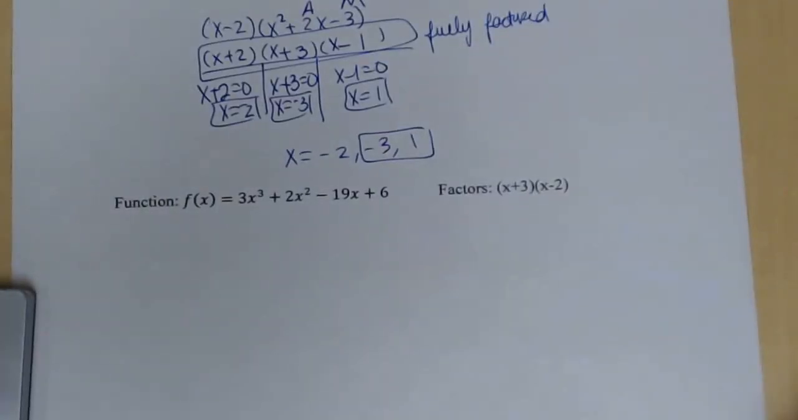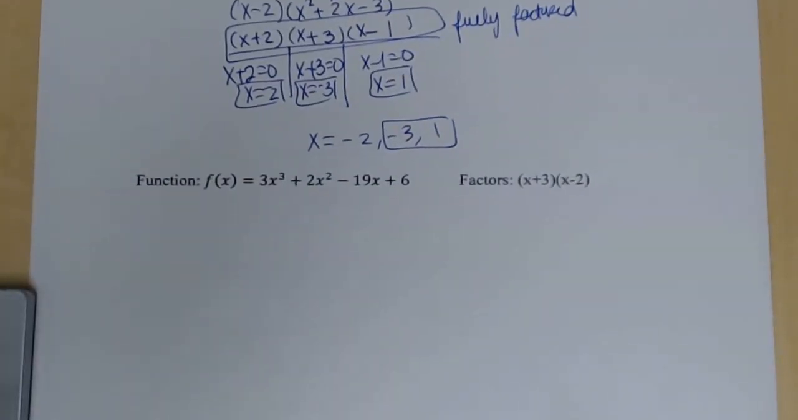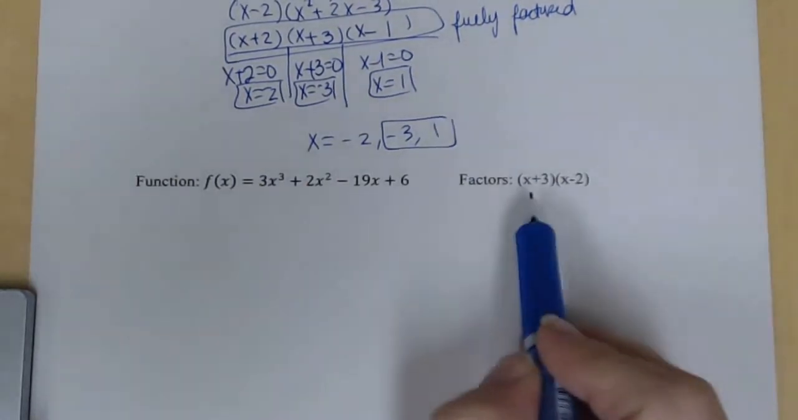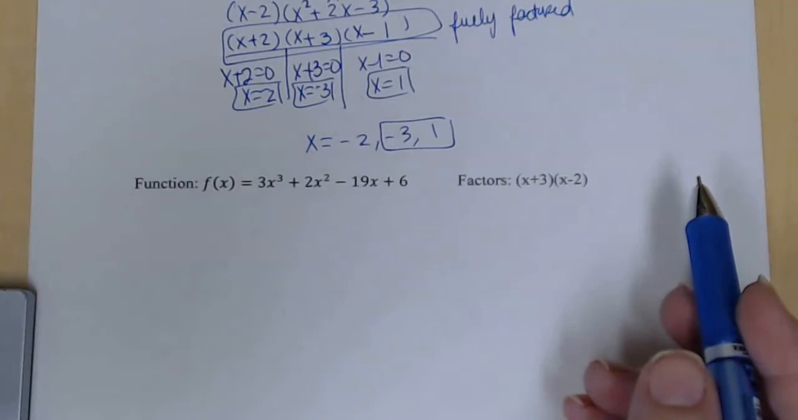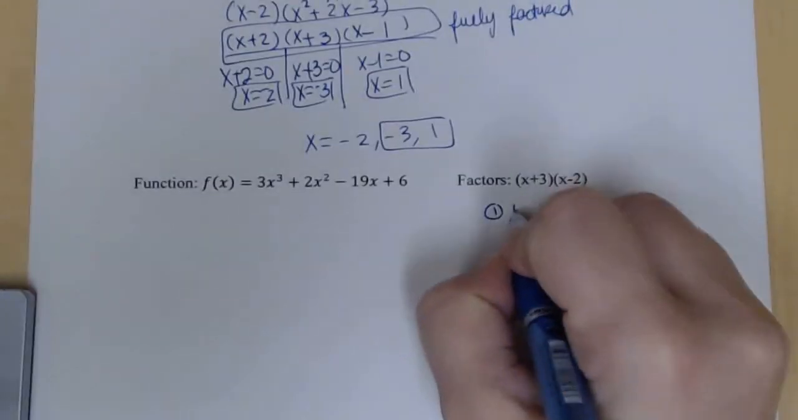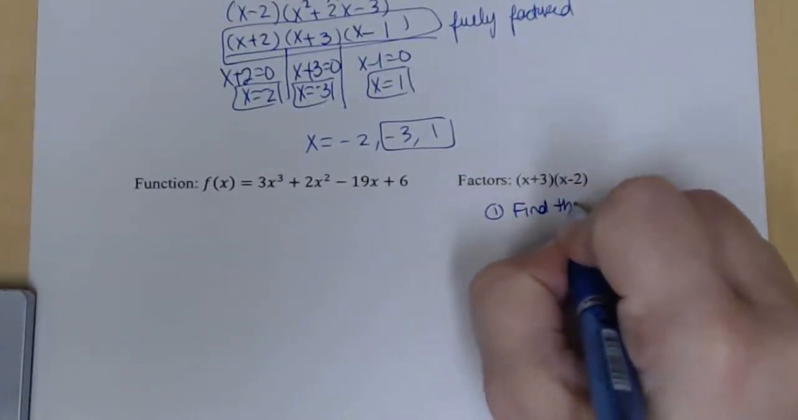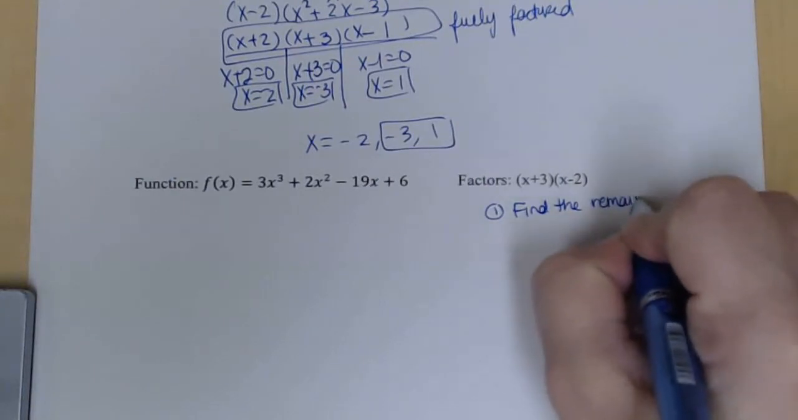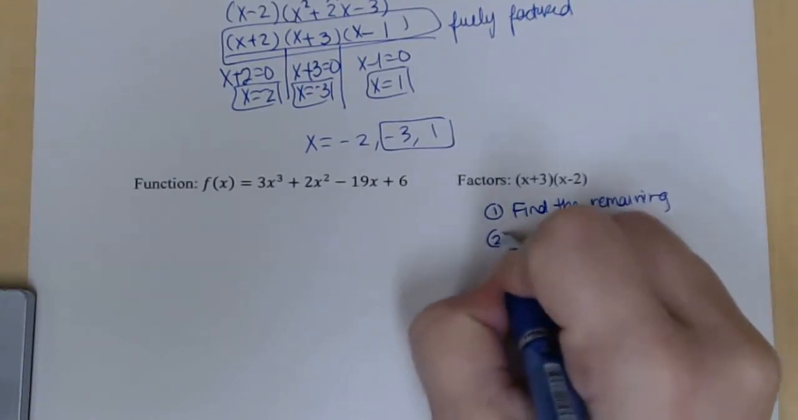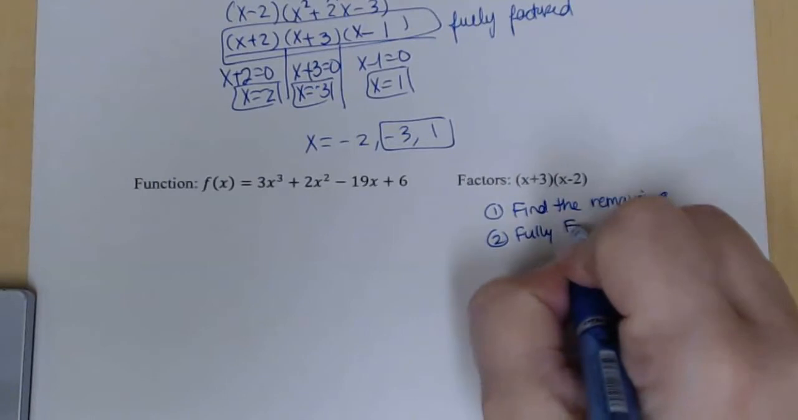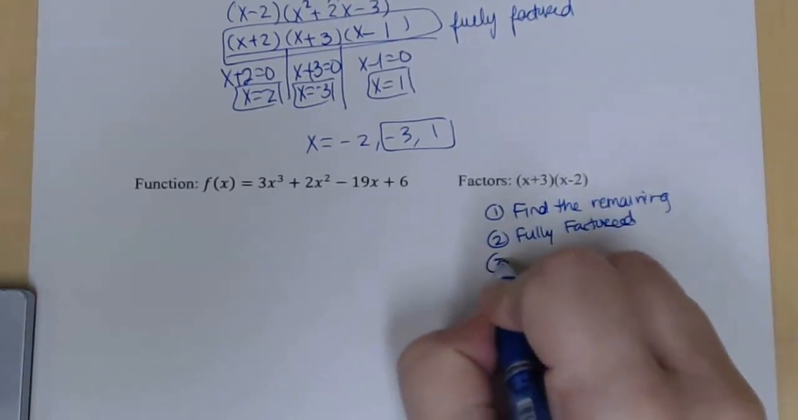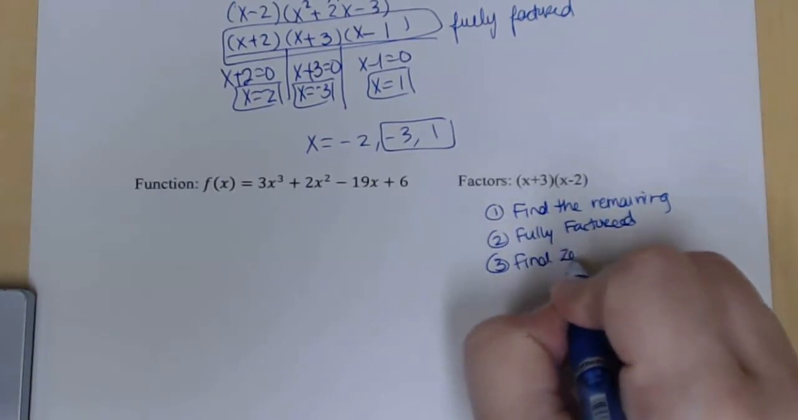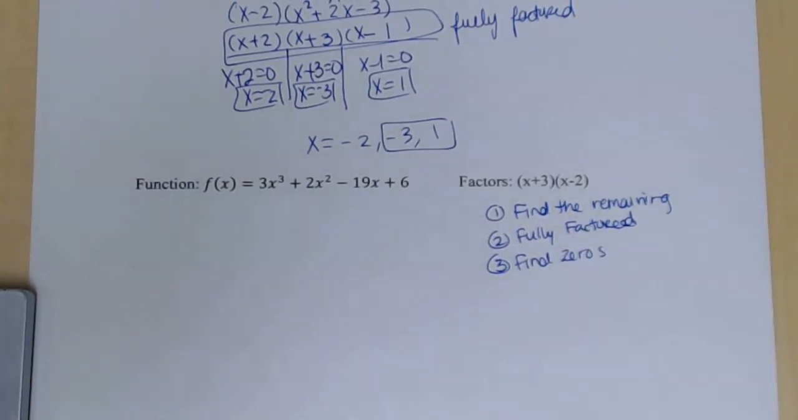Last problem. I'm just giving them to you in different forms that you might see. It gives us a function and it says these are factors. So it told us to find the remaining factors. It says to write it fully factored. So it wants that polynomial broken down to everything that was multiplied to get it. And then 3, find the zeros. So I'm going to have to fill in a few blanks as I'm working through this.